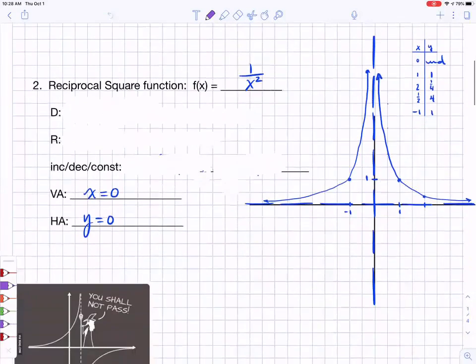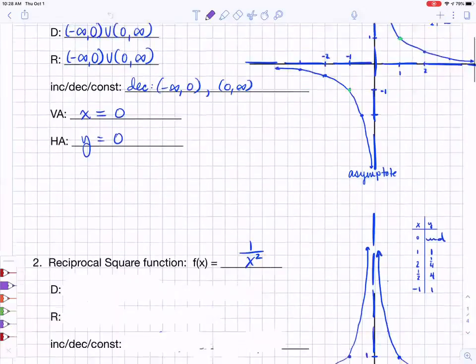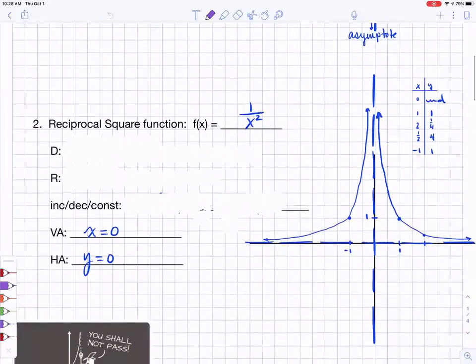For the reciprocal square function, is this the embedded question, what I have hidden there? It starts with number 2 for some reason. Okay. So what's the domain of the reciprocal square function? Union 0 to infinity. And what kind of symbols do you have on your zeros? Round or square? Round. You're correct.